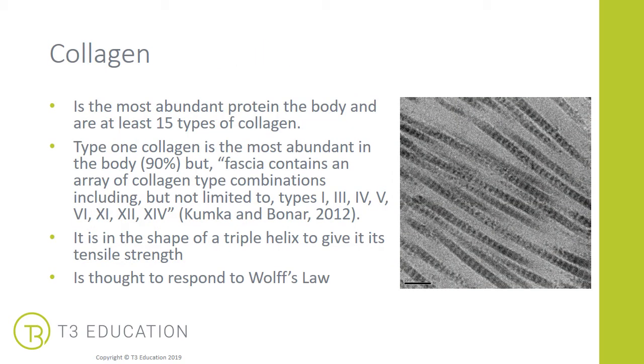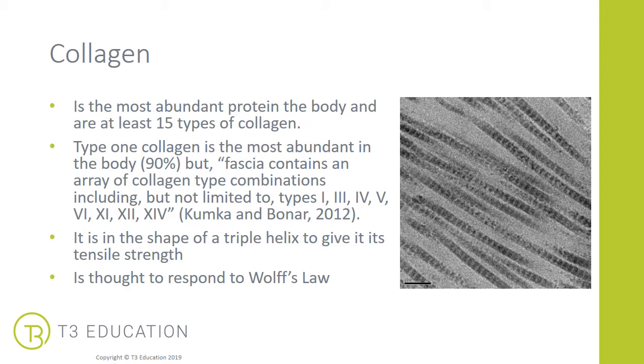Collagen. Collagen is the most abundant protein in the body, and there are at least 15 different types of collagen that have been recorded. However, the Kumkara Bonar study suggests there are at least 25 different types of collagen, so the research is still inconclusive. Type 1 collagen is the most abundant in the body, around 90%, and it's found within the skin, the bone, tendons, ligaments, and within the fascia. But fascia itself can contain an array of different collagen types, according to the Kumkara Bonar study, suggesting that it's not limited to types between 1 and 24.